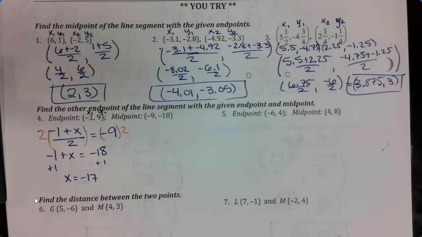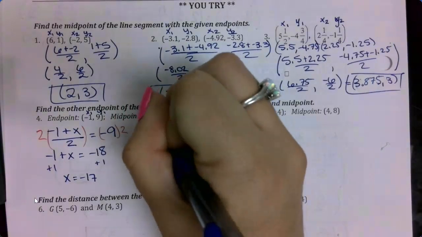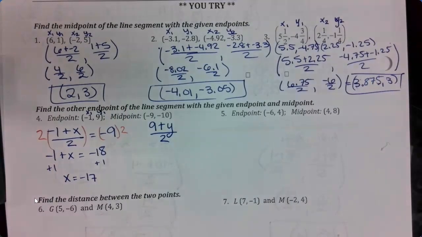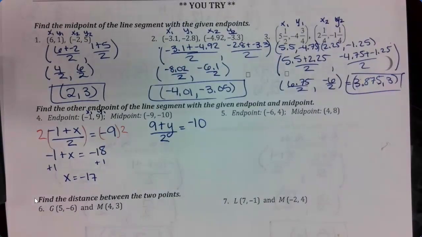So then I'm going to go ahead and do the same thing for my y value. I know that one of my y values is 9. I don't know the other. And I know that I'm going to have to divide by 2 to get my midpoint. And when I do all of this, it should give me -10.